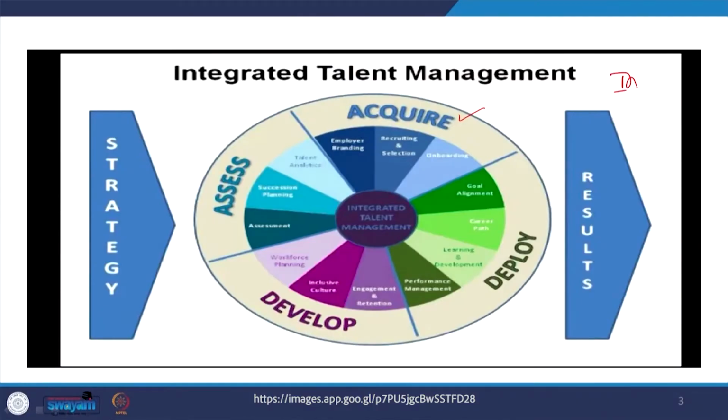Now, once you have done the onboarding, then you have to deploy them. Deploy means what? Goal alignment. Always we have to see the individual goals and organizational goals.